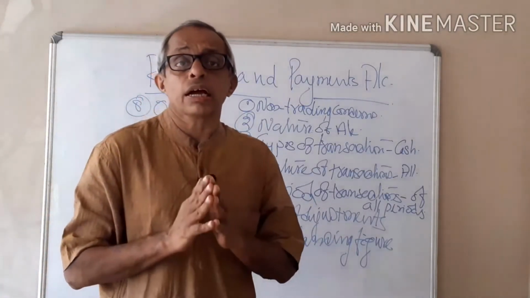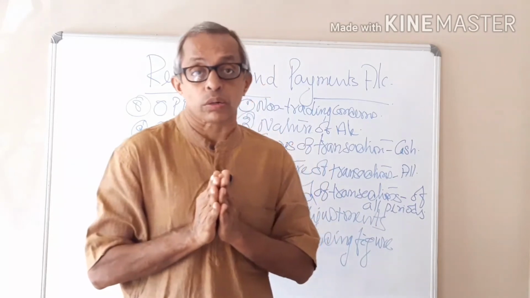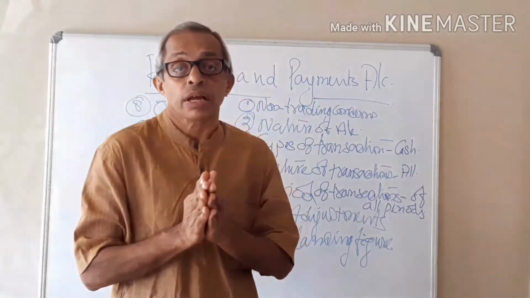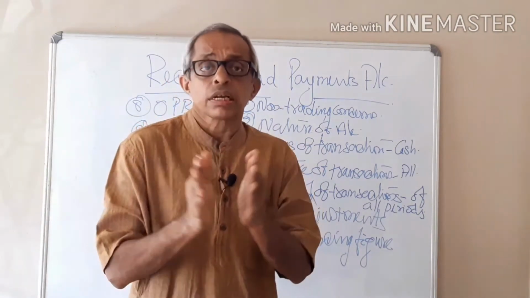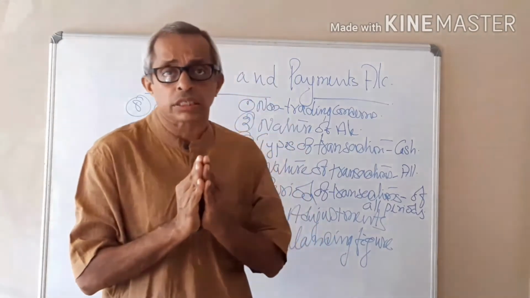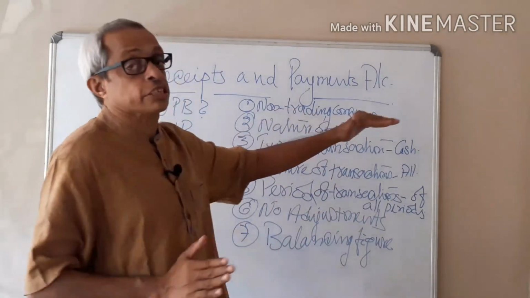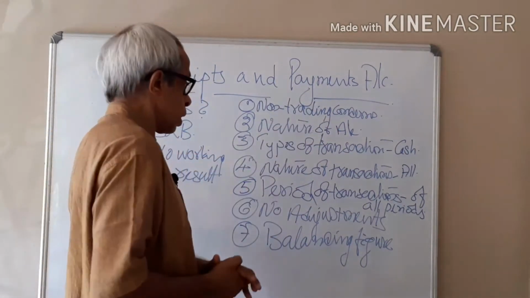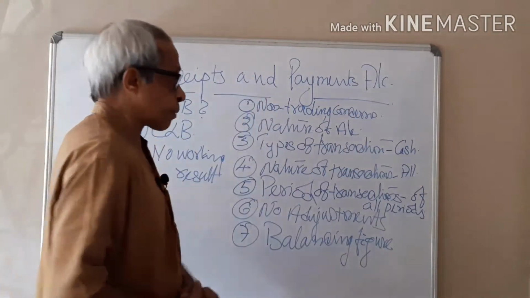The one thing that we have to know is that this receipts and payments account is not meant to find out the net result of a particular financial year. It shows only the balance with regard to cash as well as bank. So, this account is maintained by a non-trading concern. The nature of the account is real. As for types of transactions, only cash transactions are incorporated in the receipts and payments account.